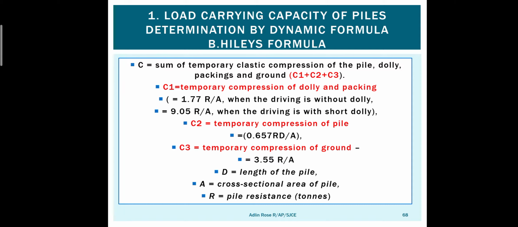Then we have R. R is nothing but the frictional pile resistance. In some places R is equal to Q, load resistance. R is equal to the resistance Q, the load given. So R can be equal to QU also, the ultimate load, and we can substitute it as pile resistance. Okay, so this is the C.